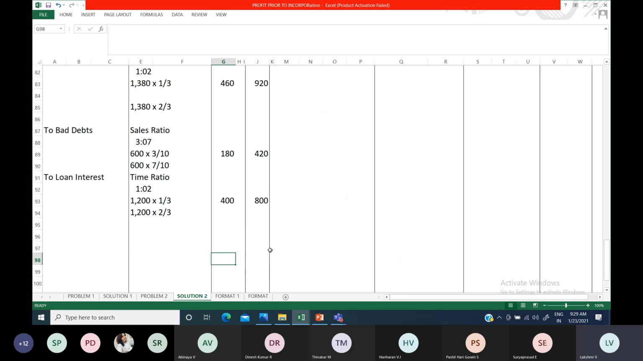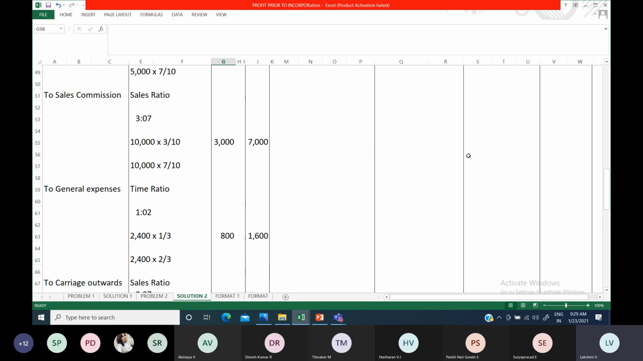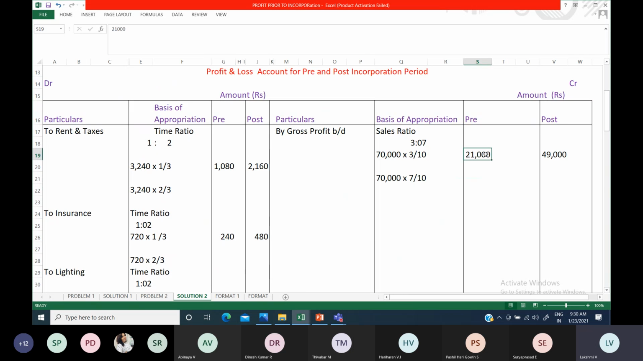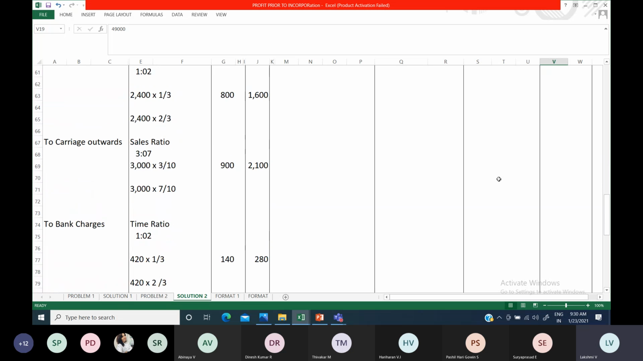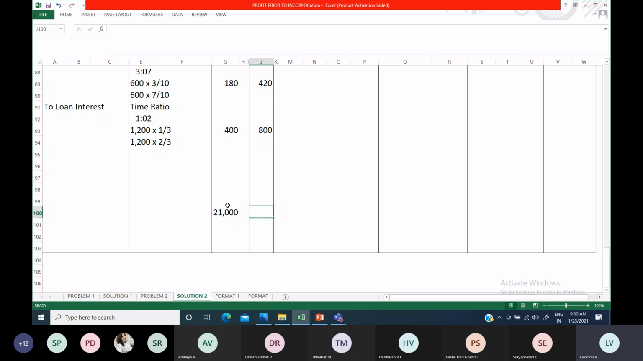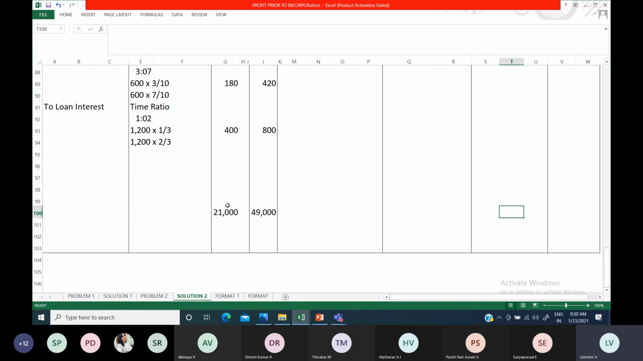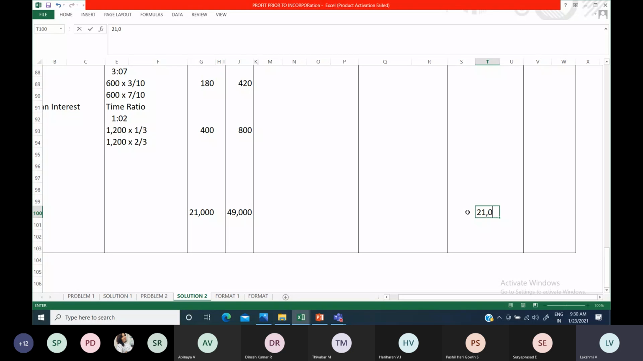Okay. So you have to find out how to balance the account in the usual manner. Obviously you will have more amount on the credit side only. So this is 21,000 and 49,000. Just find it out once and put it as common for both. You can mention here 21,000 and 49,000. Same thing under the pre-column and post-column of this also: 21,000 and 49,000.